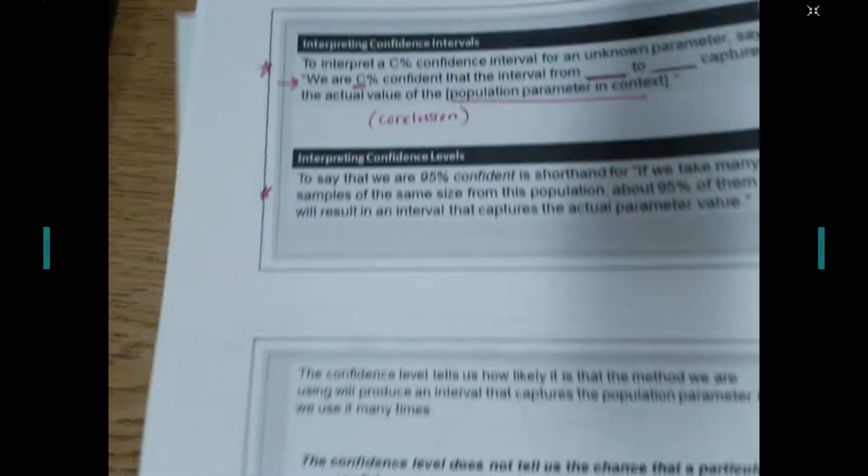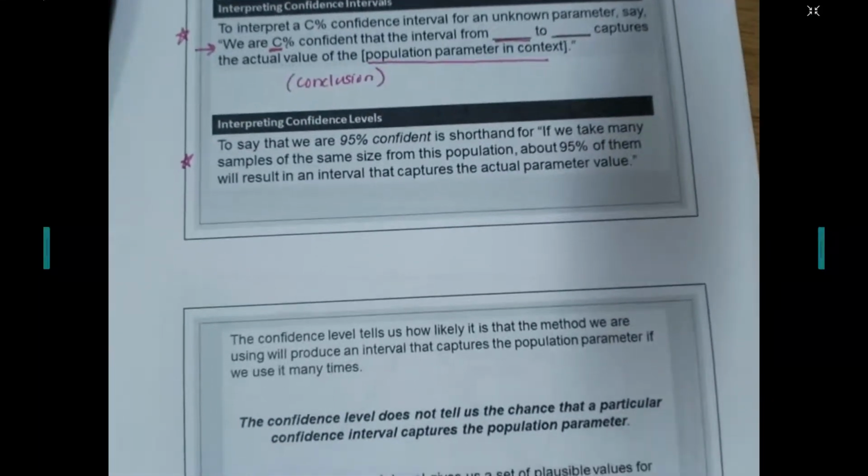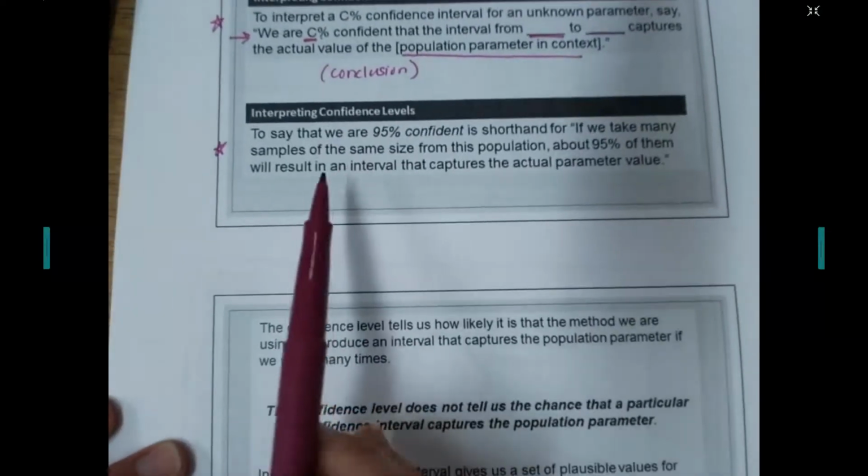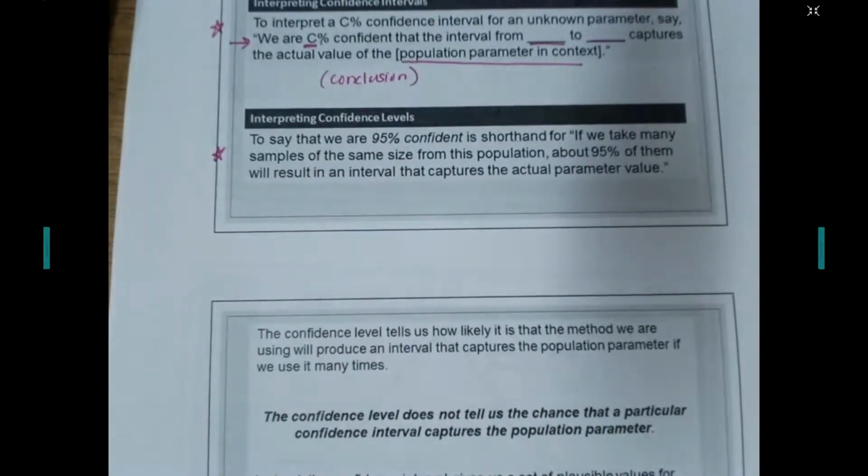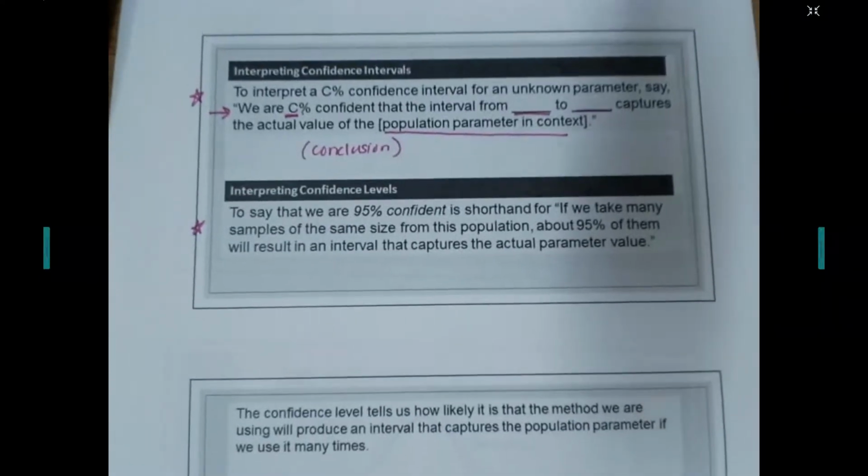Now, another important thing to understand is what the confidence level is telling us. And I touched on this a little bit earlier. But the confidence level, here's what it means. In that last example, I used 95% confidence. To say we're 95% confident is shorthand for if we take many, many samples of the same size from this population, about 95% of them will result in an interval that captures the actual parameter value. That means if we take many, many, many samples of the same size, about 5% of them will result in an interval that does not capture the actual parameter value.